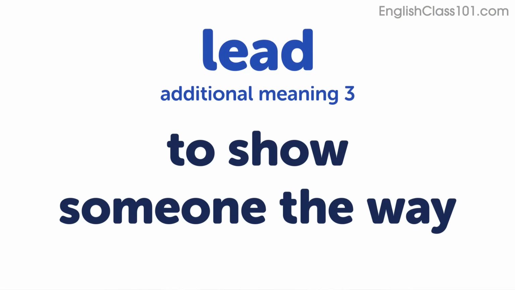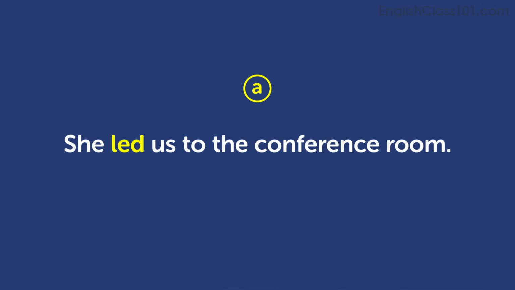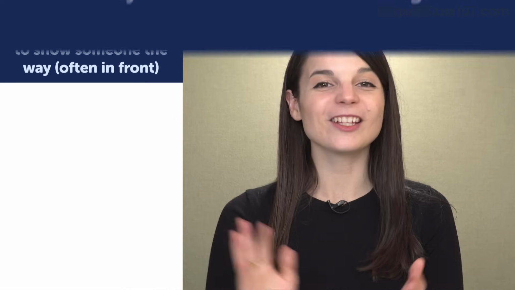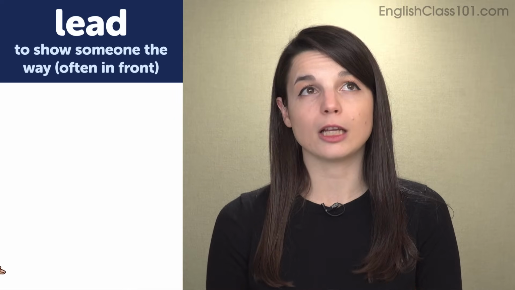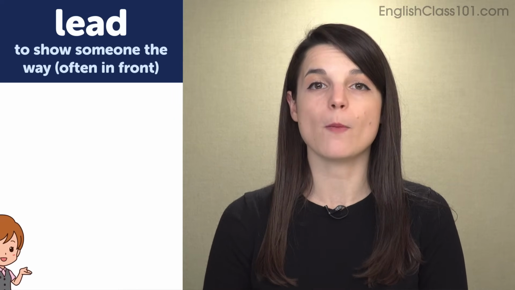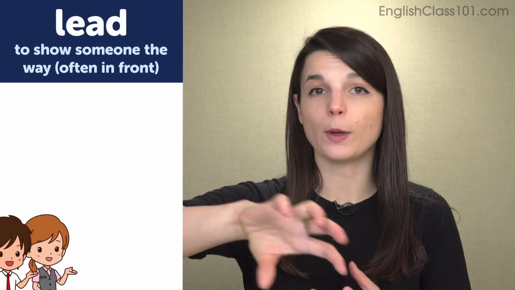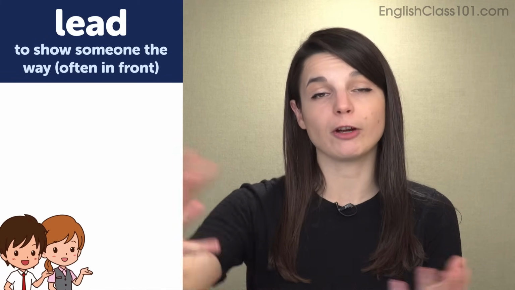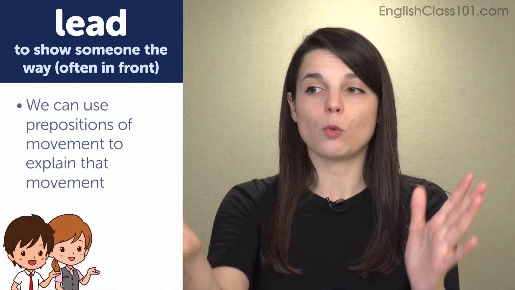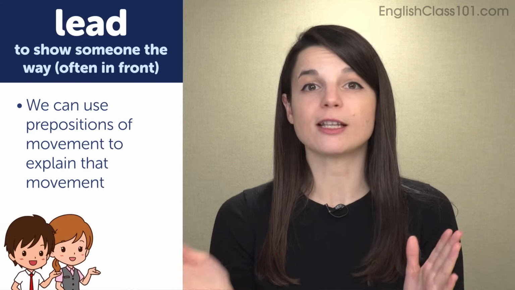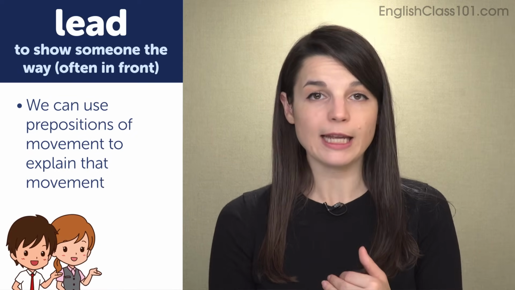The third meaning for this verb is to show someone the way, often in front of a group or in front of someone else. So examples of this: she led us to the conference room. They led us out of the building. With this meaning, as you'll see in the fourth meaning we'll talk about in just a moment, we can use a series of prepositions. So we're talking about showing someone the way to something. Therefore, we're moving. So we can use prepositions of movement to explain that movement.